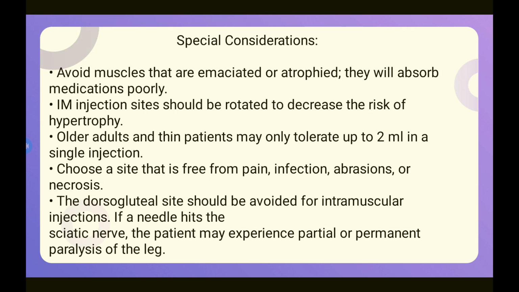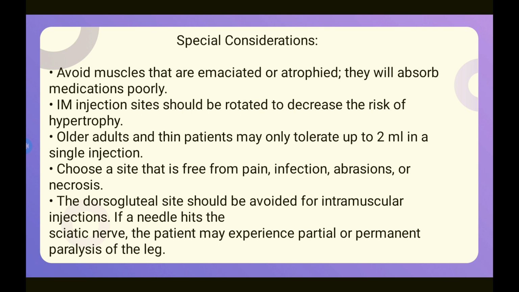Then we have special considerations to take before we start. We need to avoid muscles that are emaciated or atrophied, as they will absorb the medications poorly. Intramuscular injection sites should be rotated to decrease the risk of hypertrophy. Older adults and some patients may only tolerate up to 2 milliliters of the medication in a single injection.